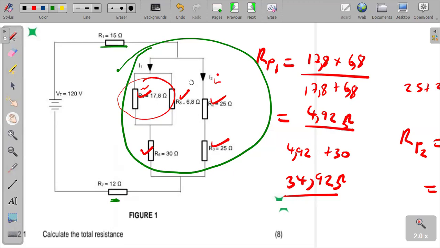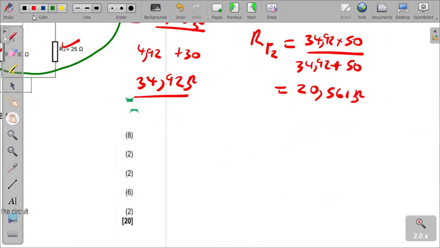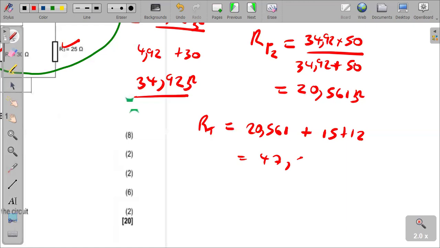So because of that, we can still add them to say, therefore, RT, the total resistance, is going to be, we are now adding 20.561 plus 15 plus 12, those other resistors there. And we end up having 47.561 ohms. There we are. Right, let's quickly go to the next.